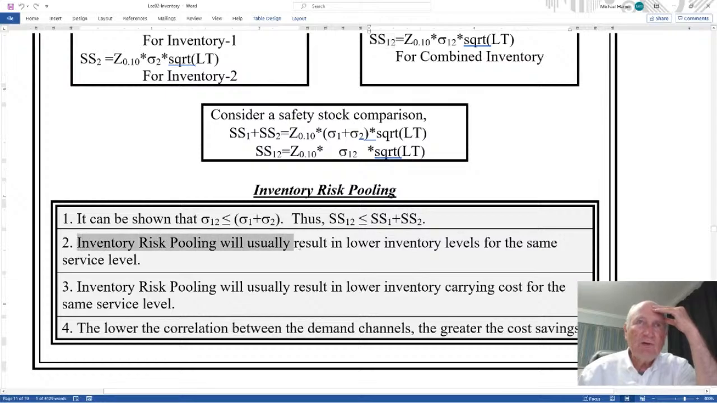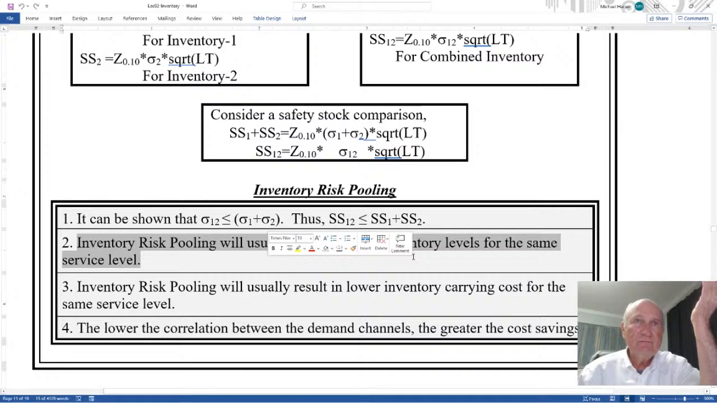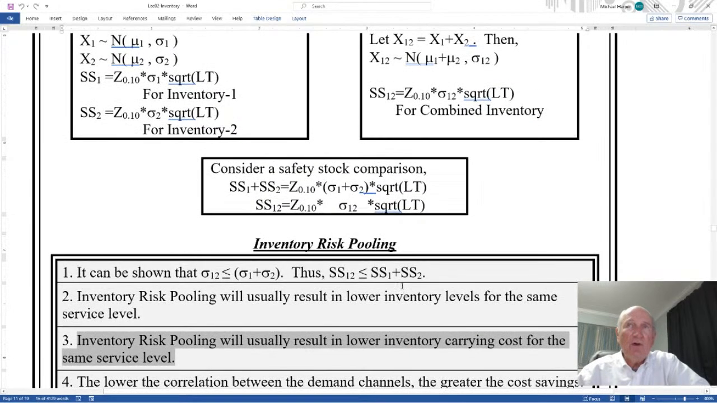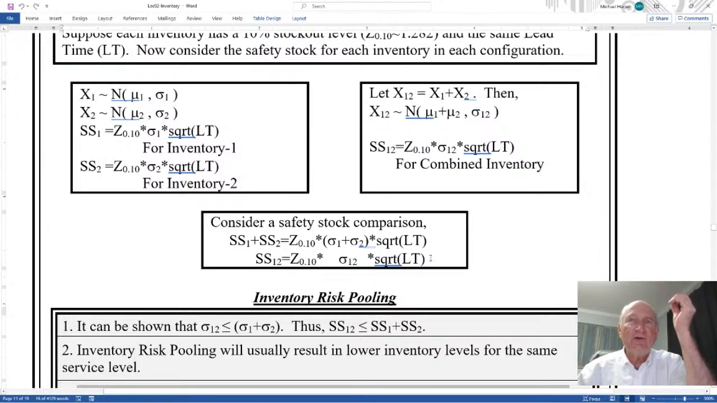The inventory risk pooling will usually result in lower inventory levels for the same service level. Or the inventory risk pooling could usually result in lower inventory carrying costs for the same service level, or for the same inventory level you can have lower stockout levels and higher service levels. So if you can have lower inventory for the same service level, you can go the other way. You can have a higher service level for the same inventory.